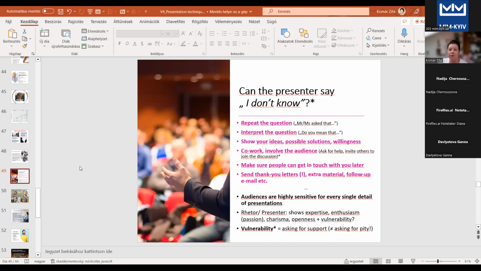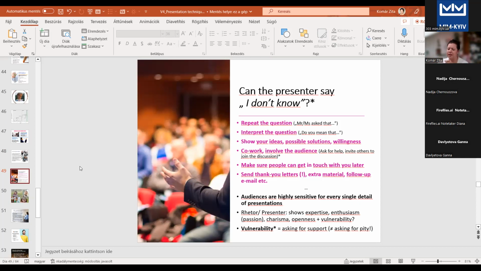For example, you can repeat the question of the questioner, and you can interpret it like, do you mean by that? Or I'm not sure what you mean, but I was thinking of, and then go on. And if he feels that, no, this wasn't my question, he will tell. So you can interpret the question. Also, you can show possible ideas.